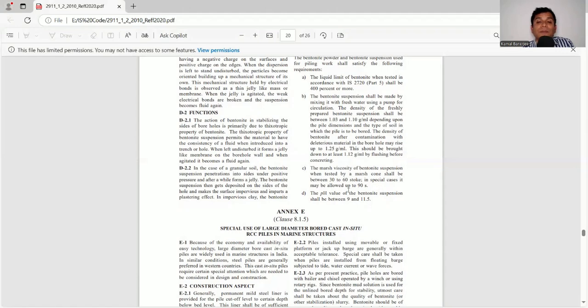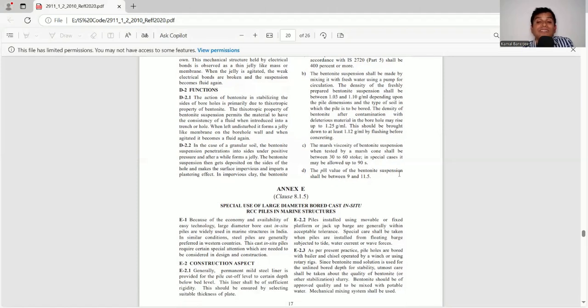So the viscosity of the bentonite suspension also has to be measured whenever you are doing the concreting or whenever you are using it for the piling work. And what is the limit? 30 to 60 seconds, but in special cases it is allowed up to 90. The pH value of the bentonite suspension shall be between 9 and 11.5. So what do we need to check?